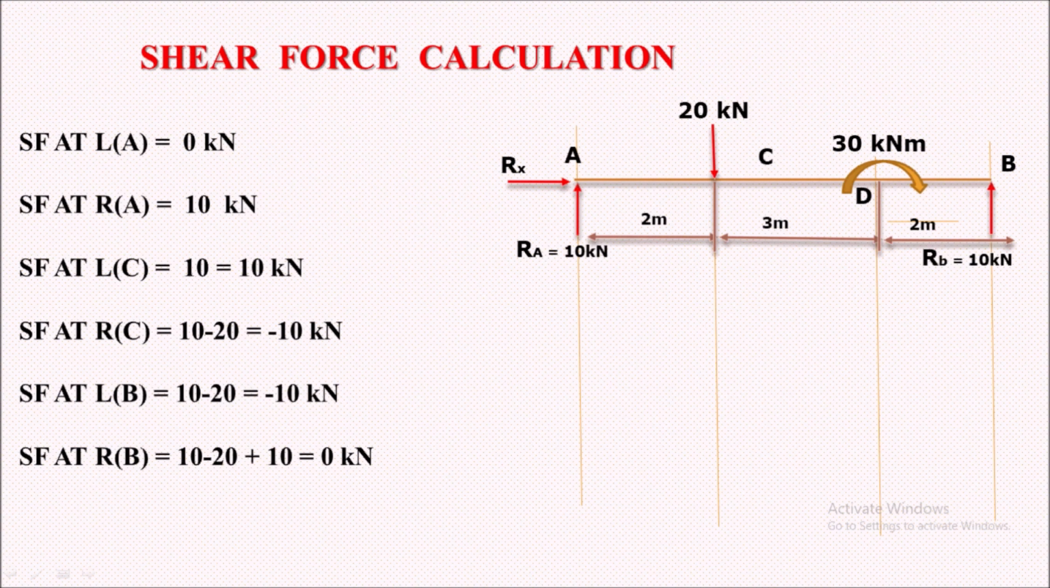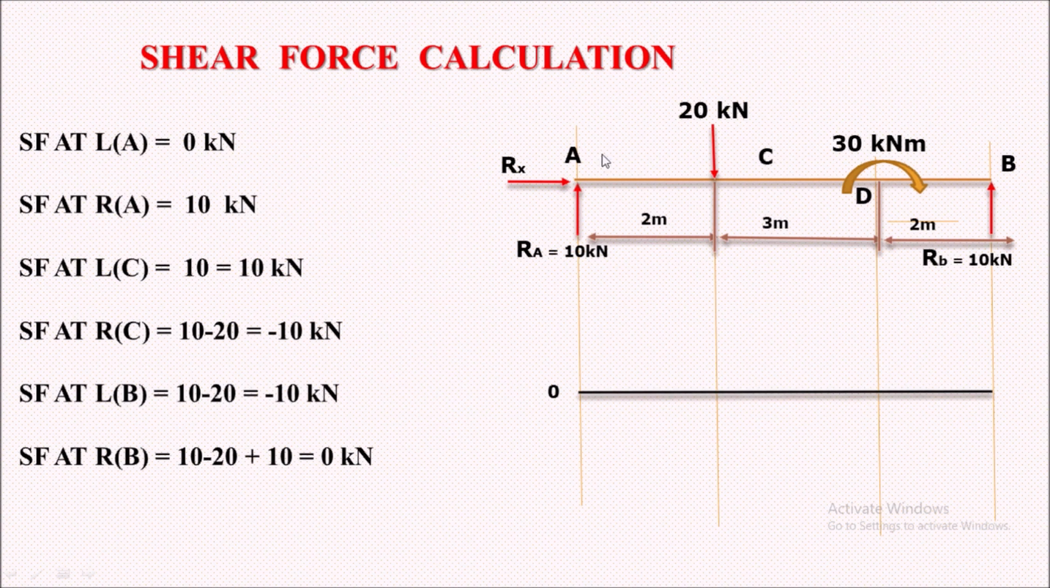So we have the shear force diagram over here. Shear force is nothing but the sum of all the vertical forces acting on the left or right side of the section of the beam. Here we'll take the shear forces at points A, C and B. Now let's start. Shear force acting at point A to the left: to the left we have no load, so shear force is definitely 0. So we have 0 kilonewton over here because no load is there.